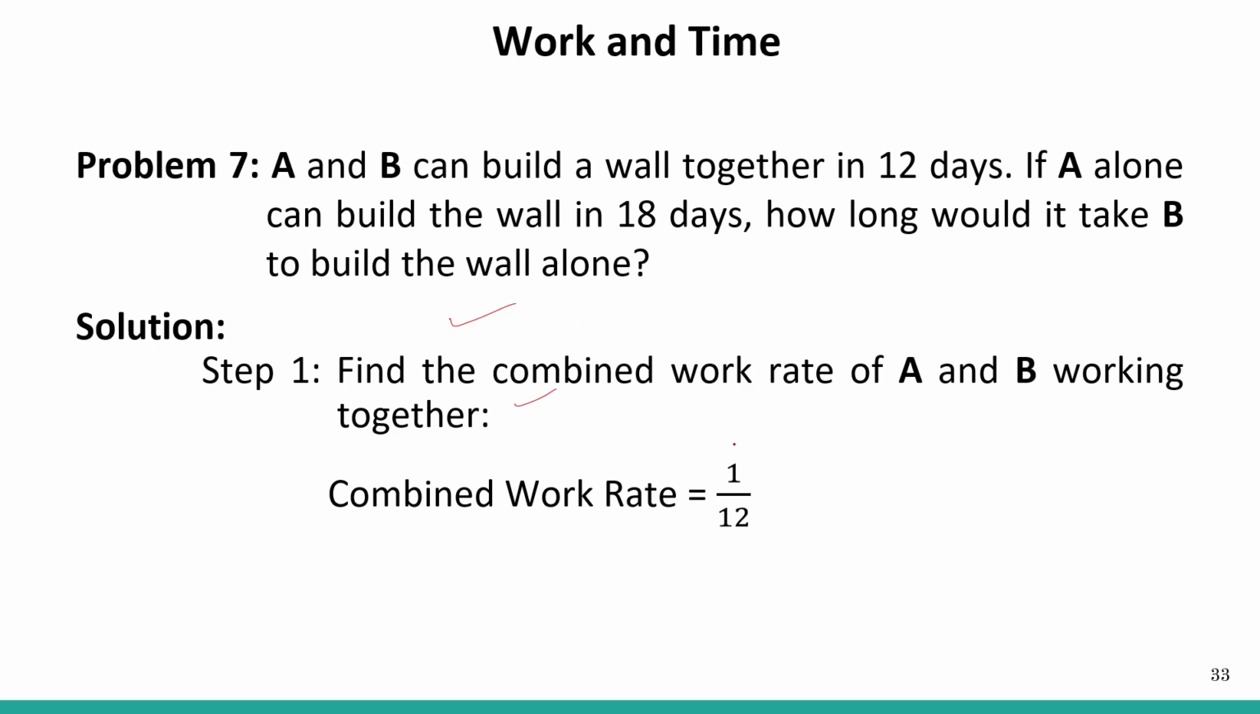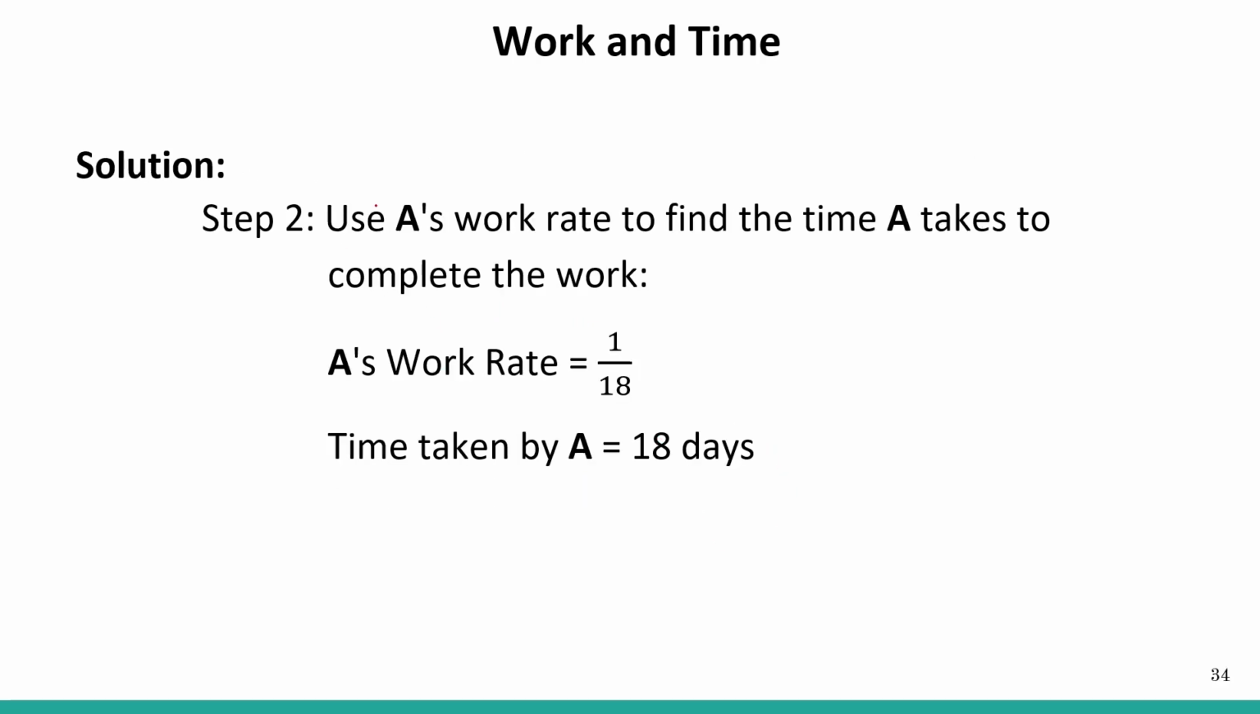So combined work rate is equal to what? 1 by 12. So use A's work rate to find the time A takes to complete the work. So A's work rate is equal to what? 1 by 18. So time taken by A is actually 18 days.